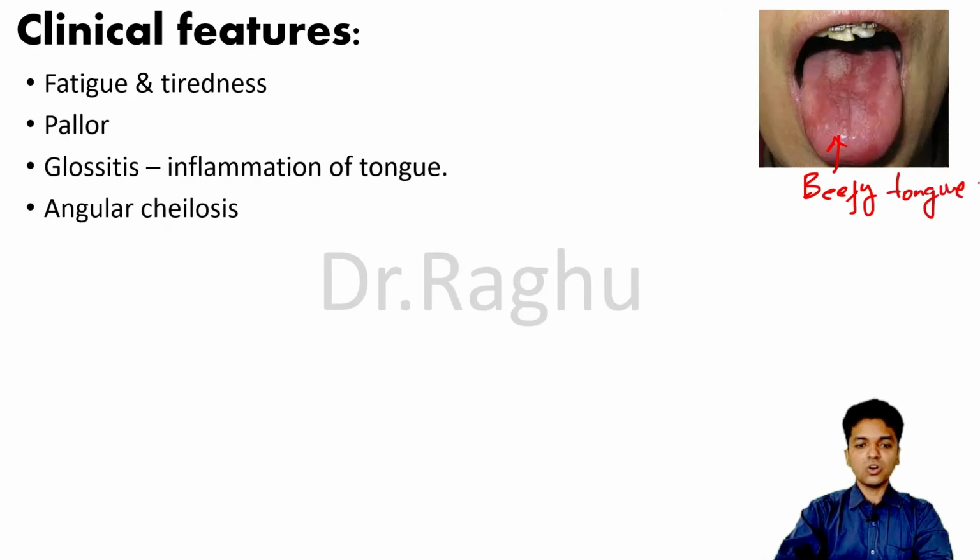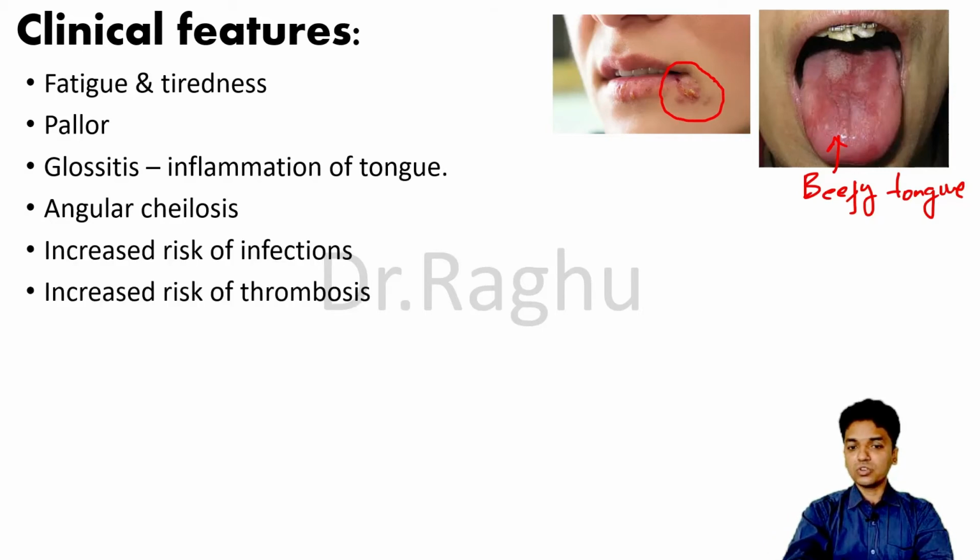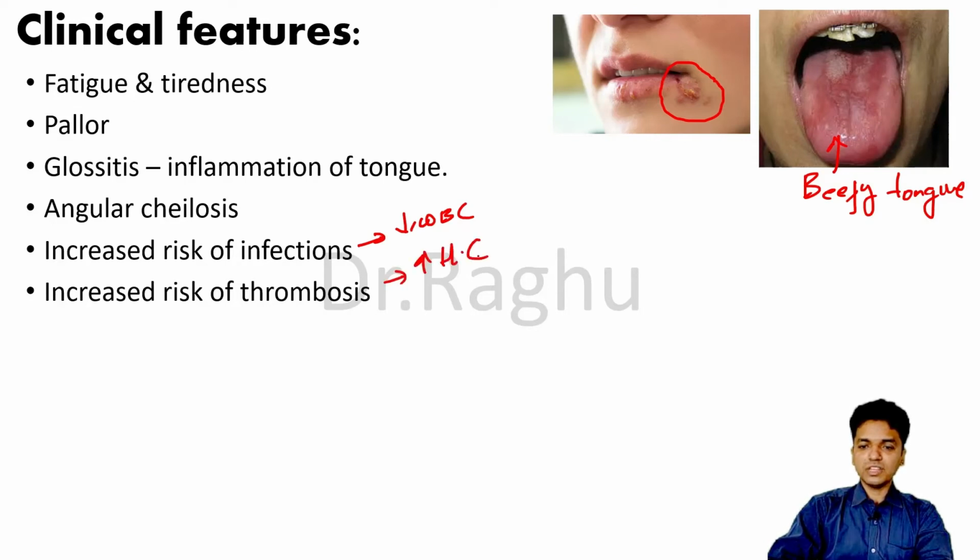There could also be angular cheilosis. Here we can see there is also inflammation of the angle of the mouth, which is called angular cheilosis. There could be an increased risk of infections. Why is there an increased risk of infection? Because of lack of WBCs. There could also be an increased risk of thrombosis because of the increase in the concentration of homocysteine.